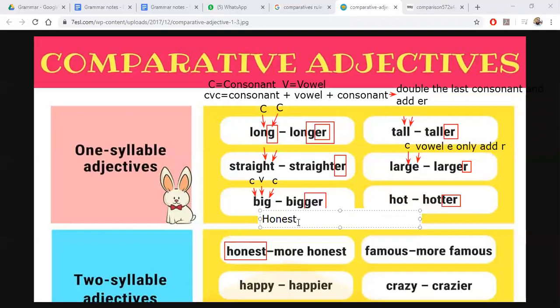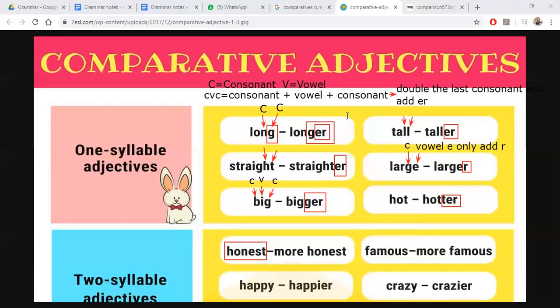So what do we do when that situation happens? The only thing we do is to add more before the adjective. So we say more honest. Okay? More honest, because we don't want three syllables. That's why we say more honest.